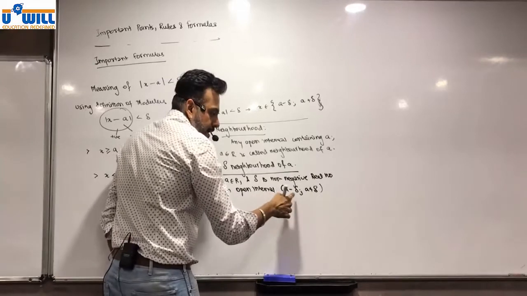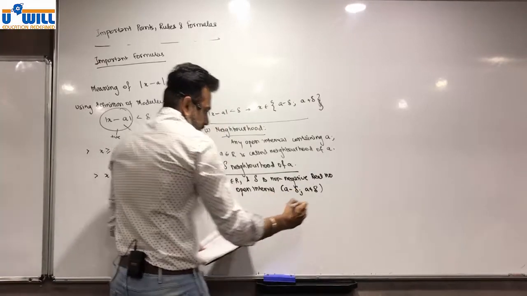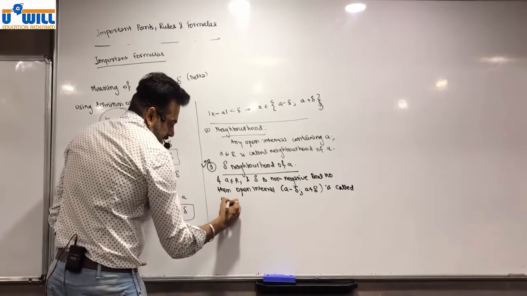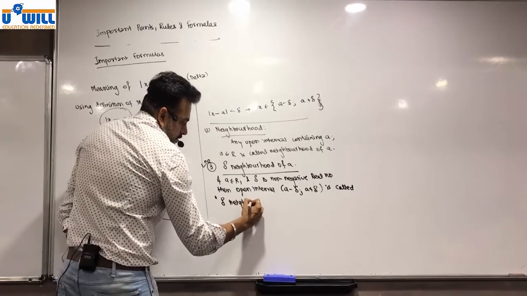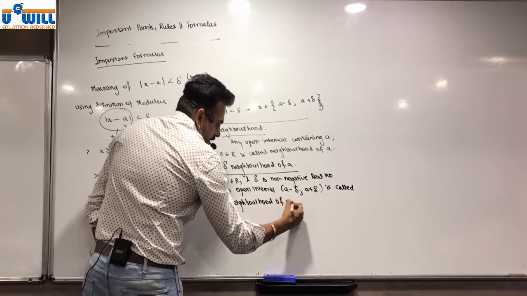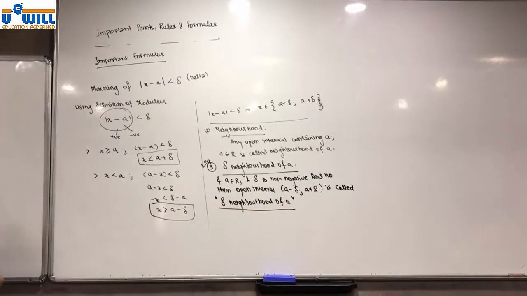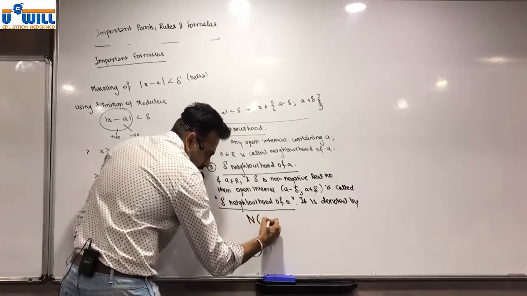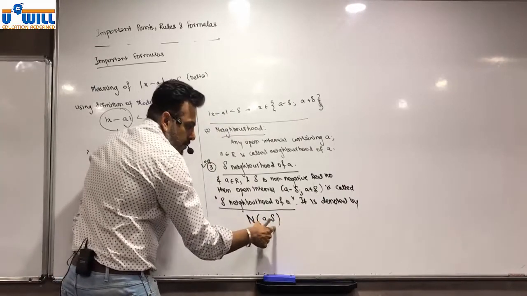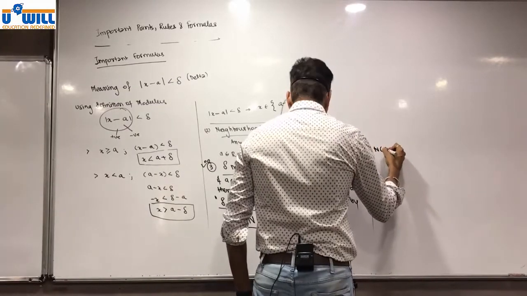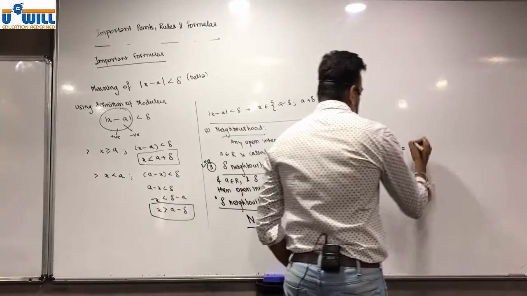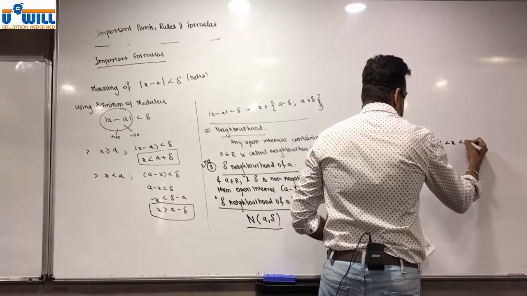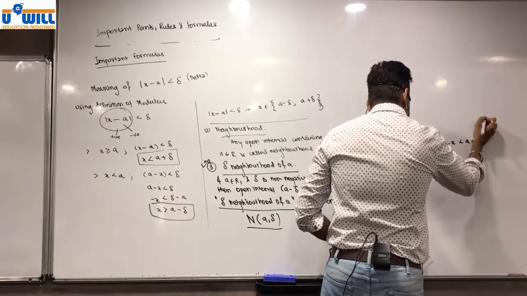Then the open interval A minus delta and A plus delta is called delta neighborhood of A. Important. It is denoted by, very important, N(A, delta) is equal to the set of x such that x is greater than A minus delta and less than A plus delta.